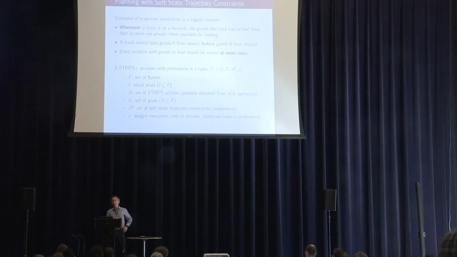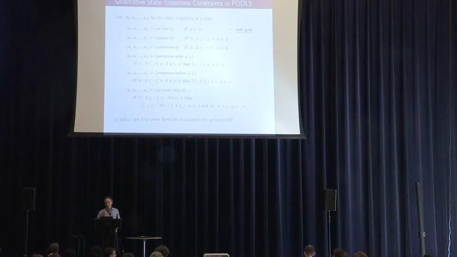A STRIPS problem with action cost and preferences is a tuple in which F is a set of fluents, I is the initial state, O is the set of STRIPS actions, G is the usual set of goals, P is the set of preferences or soft state trajectory constraints, and C is the cost function that assigns execution costs to the actions and violation costs to each of the preferences.